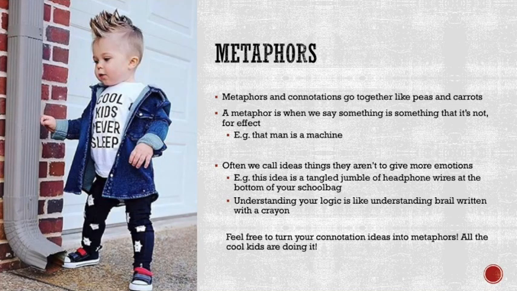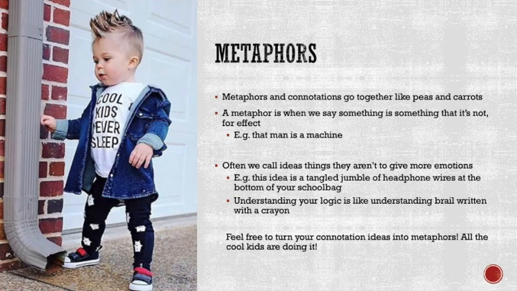Okay, welcome back. Metaphors. Metaphors and connotations go together like peas and carrots. So a metaphor is when we say something is something that it's not for effect. For example, the man is a machine. Now the man isn't a machine unless he's some sort of super high-tech bionic android. Chances are he's not. So chances are we're speaking metaphorically. If we say the man is a machine, chances are we mean something like he's really strong, really powerful, something like that.